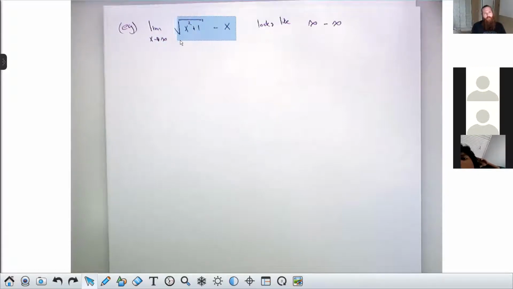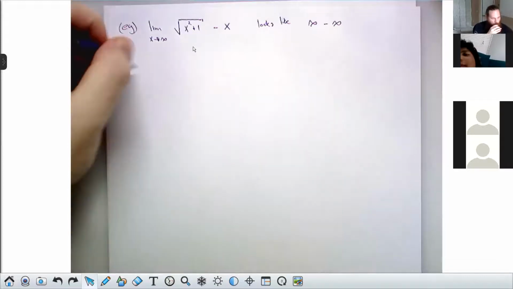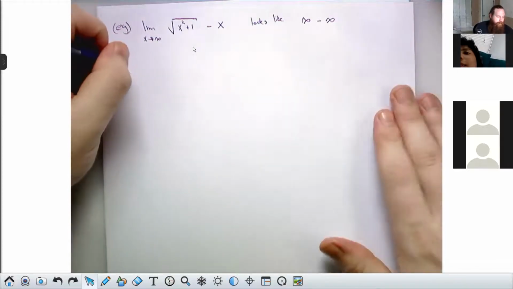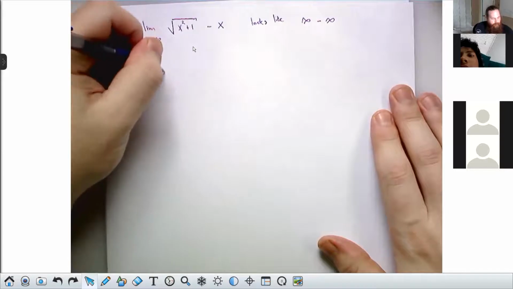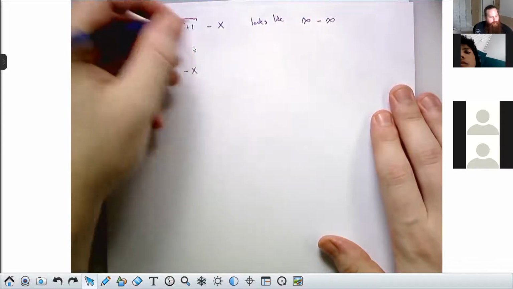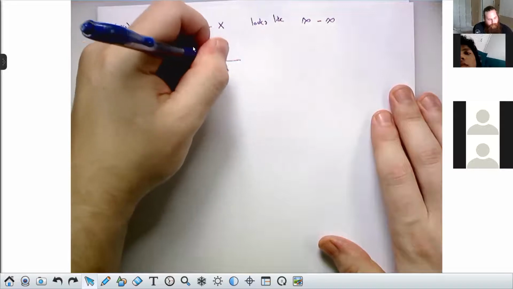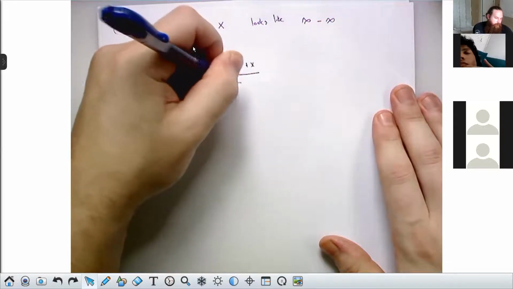When we've seen algebra objects shaped like this, like the square root of a minus b, and we needed to do some sort of sneaky algebra maneuvers to take a limit, what sneaky algebra maneuvers did we use? Conjugate. Yeah. So here I will multiply by the conjugate. Now if I'm going to multiply by the conjugate upstairs, I have to multiply by the conjugate downstairs as well. So I'll have the square root of x squared plus 1 minus x, and I'm going to multiply this by square root of x squared plus 1 plus x over the square root of x squared plus 1 plus x.